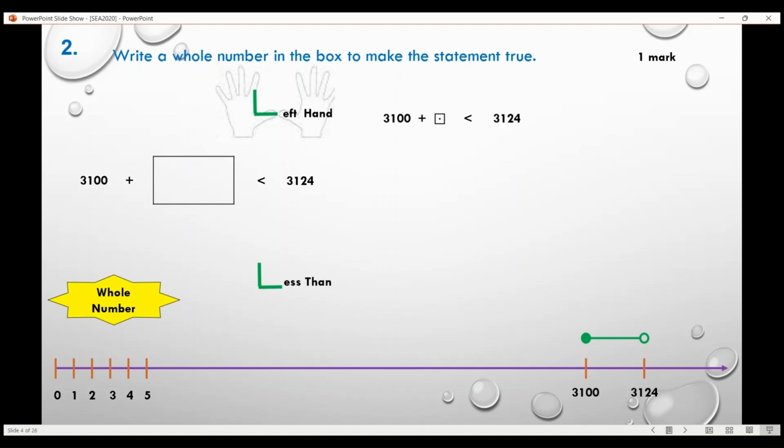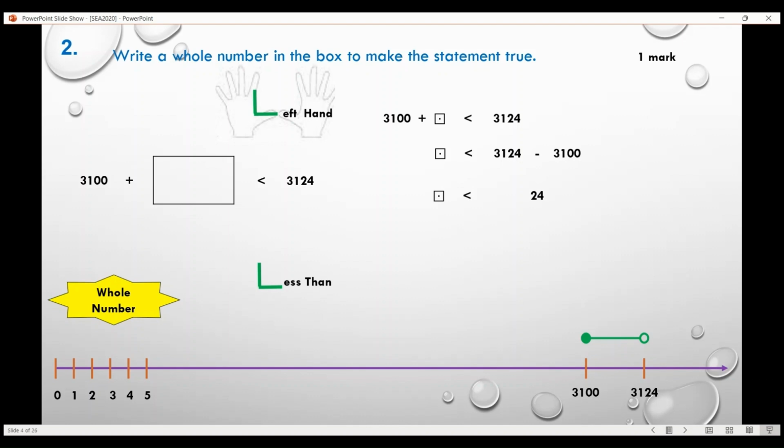We can take away 3,100 from both sides. So that means that our whole number, which is the box, will be less than 3,124 minus 3,100. So the green lines that we had with the two circles on them, the closed and open circles, indicate the same thing. And of course, we can work that out. So 3,124 take away 3,100 is 24. So it tells us that the whole number that we're interested in must be less than 24.